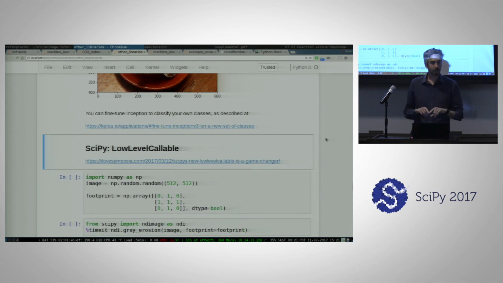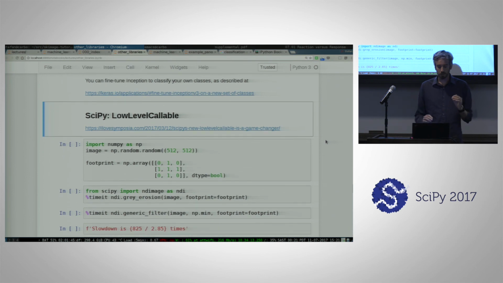I'm going to leave the technical detail of this section in the notebook for those of you who are really interested. But I do want to highlight it because it's a great feature of the latest version of SciPy that came out. SciPy has now made available this object called a low-level callable.